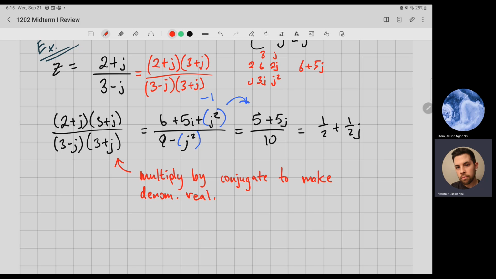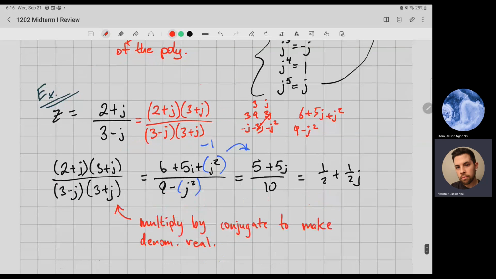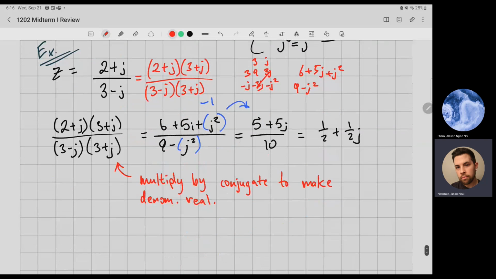And then the bottom one would be 3 times 3 is 9, 3j, negative 3j, negative j squared. So these would cancel, and it'd be 9 minus j squared. So that's what your denominator would be. If you notice, there is a j in the denominator, but j squared is just -1, right? So 9 minus -1 would be 10. That's how you turn it into a real value without having to convert into polar form. So this would be your final answer without having to convert to polar form.